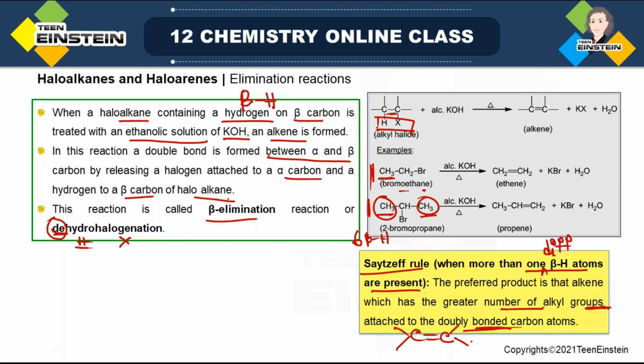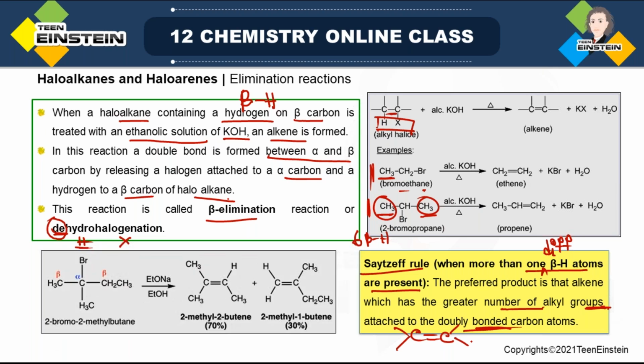But sometimes the Saytzeff rule may not be followed, and there is another rule for that, which is known as the Hofmann rule. Now mostly it is the Saytzeff rule that is followed. Only in some special cases will you see that Hofmann is predominating. But first we'll see the example where Saytzeff is predominating.